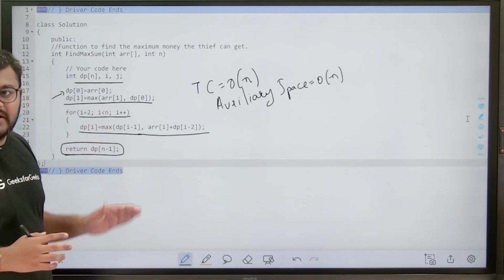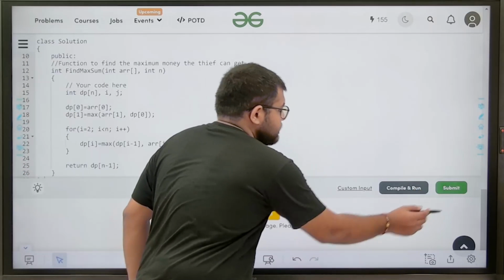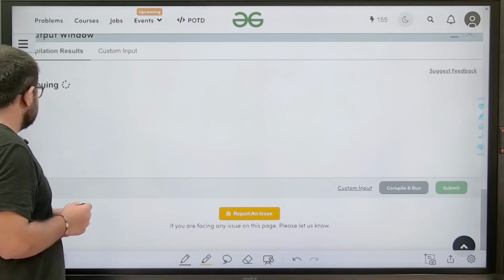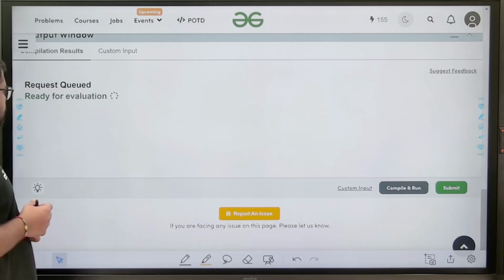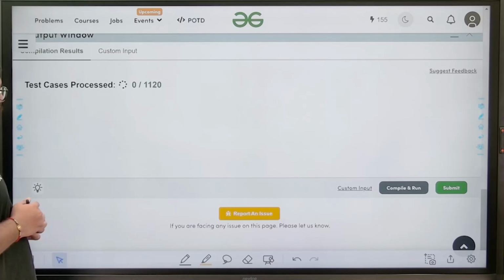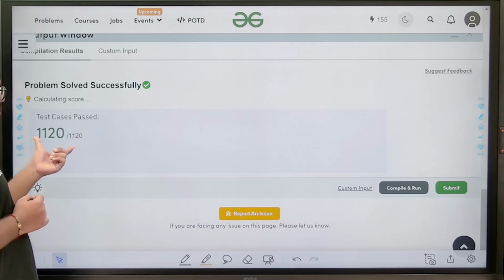So now let's submit this code. So let's submit it. So we have solved this problem successfully.